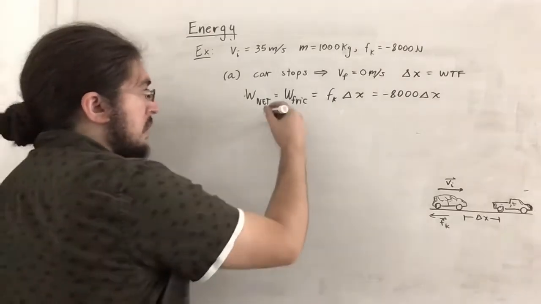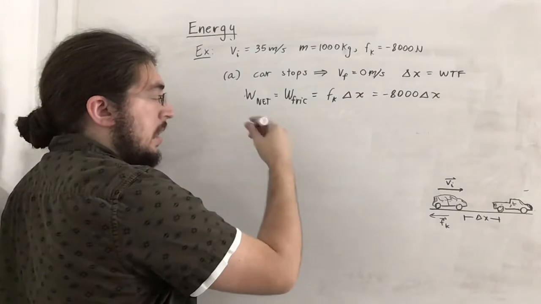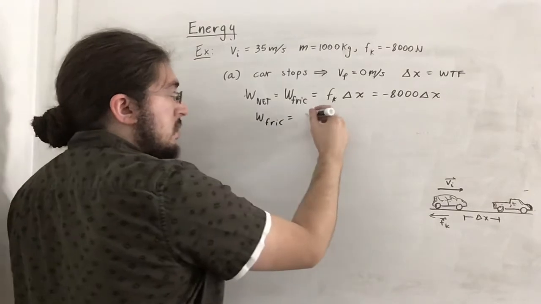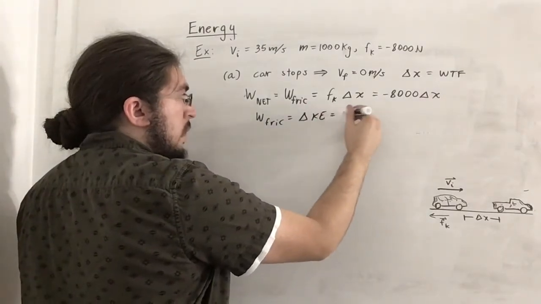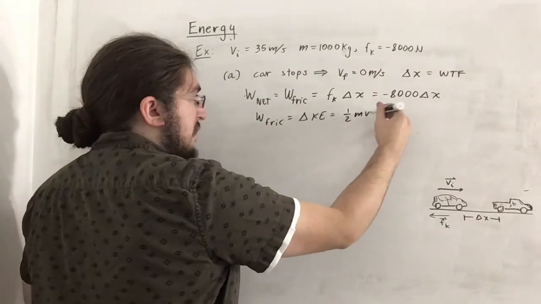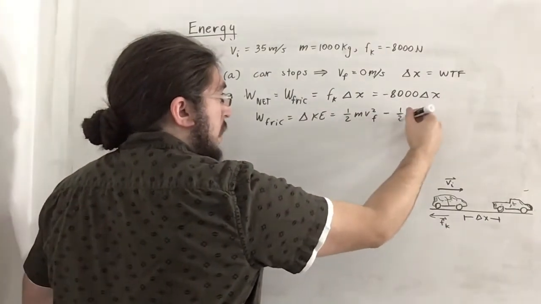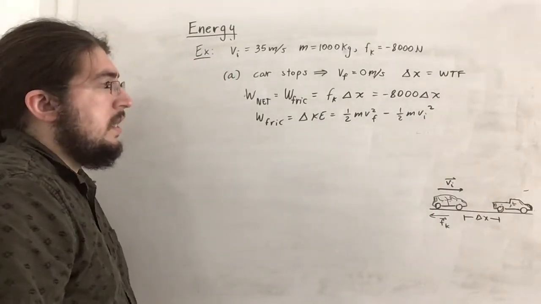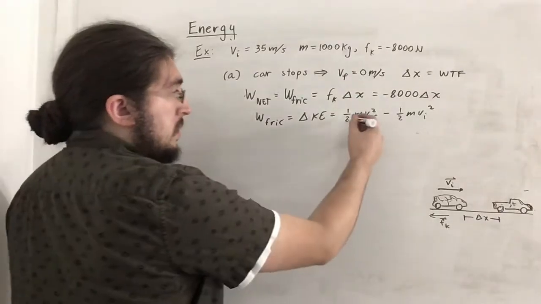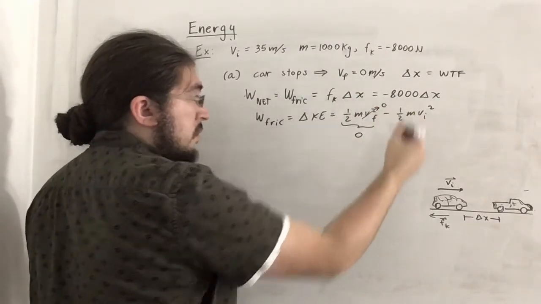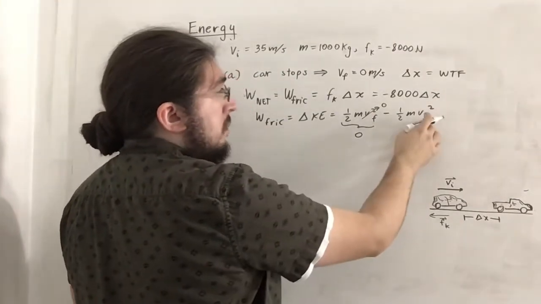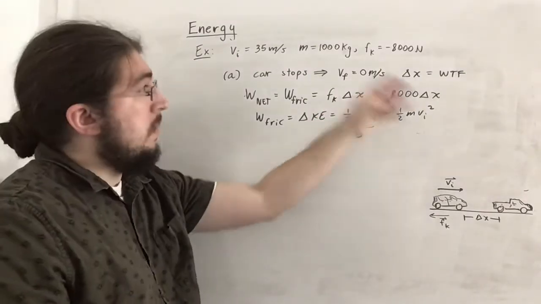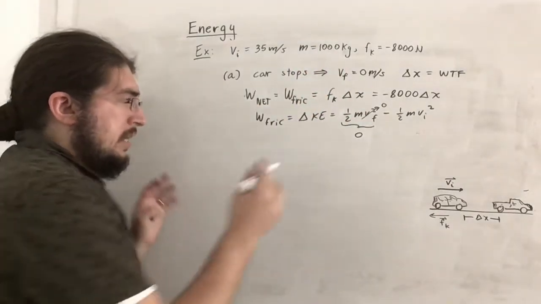Now what we want to use is the fact that work is equal to the change in kinetic energy. So namely our frictional work is equal to the change in kinetic energy, which we know is just 1/2 m v final squared minus 1/2 m v initial squared. Good. So now we know our final velocity is 0, so this first term is just going to go to 0. Our initial velocity we know is 35 meters per second. And I think we're good to go.